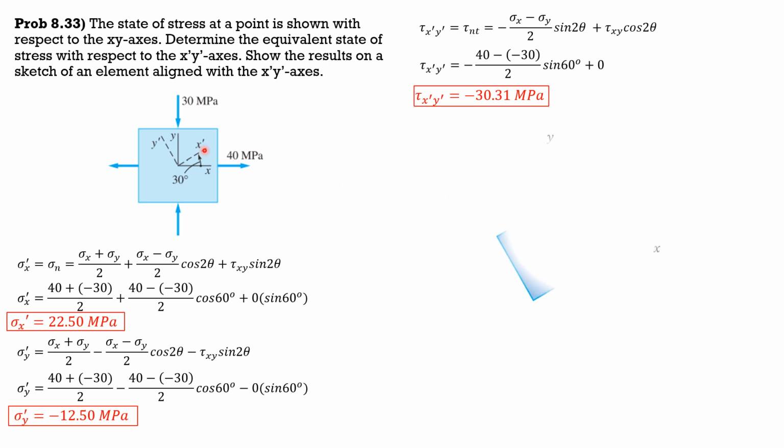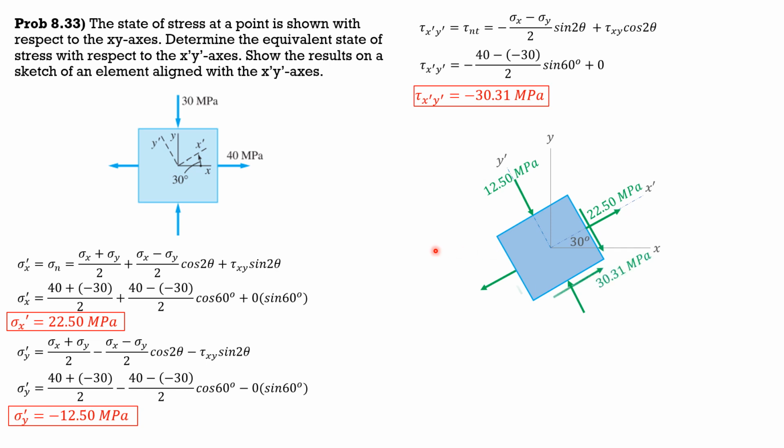So let's now align the results. So it is now inclined 30 degrees. These are the x prime, y prime axis, original x and y axis. So here we have 22.5 megapascals. On the y prime axis, negative 12.5, so compression. And the shear stress, negative, so it's going down here, going to the right, going to the left, going up. So that's the negative tau x prime y prime.